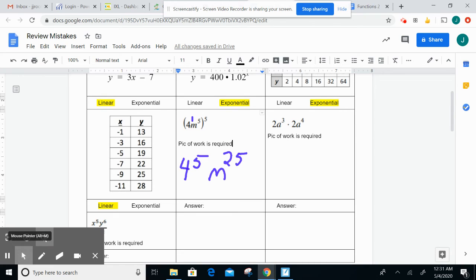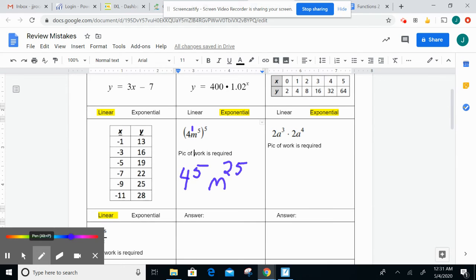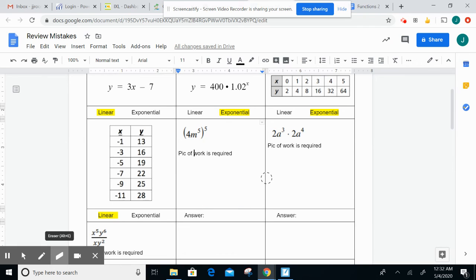Now, I'd be happy if you have that. If you want to do 4 to the 5th, that is 1024. And m to the 25th just stays. Now, that's very messy. Now, this is what I want you to do for work. You really need to do this.